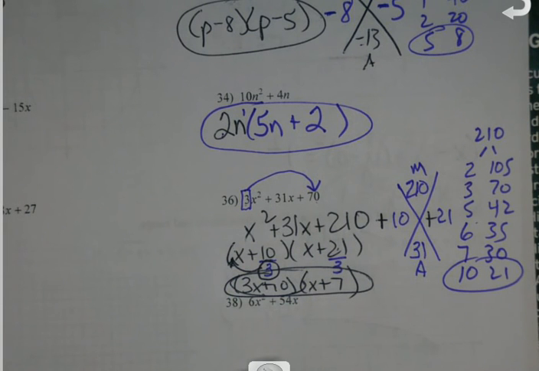So again, factoring doesn't go away. It just keeps coming back in different forms. So we got to keep playing with it. Keep the factoring sheet available. Keep practicing. Keep working on them.